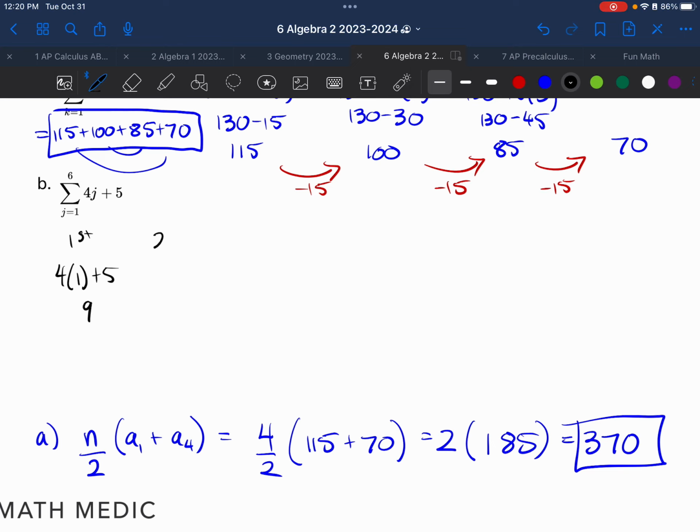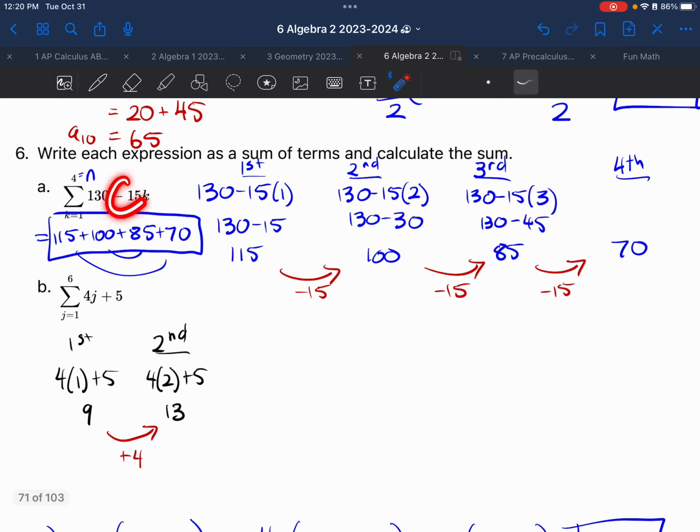Then I'm going to do the second term. The second term, I'm going to do 4 times 2 plus 5, and that's going to be 8 plus 5, which is 13. And you can already see the pattern. It's going to be going up by 4. And indeed, any number that's being multiplied here, watch this. We're going down by 15, we're going up by 4. The number that's being multiplied by our variable is the common difference. This common difference was a minus 15. This common difference is a plus 4.